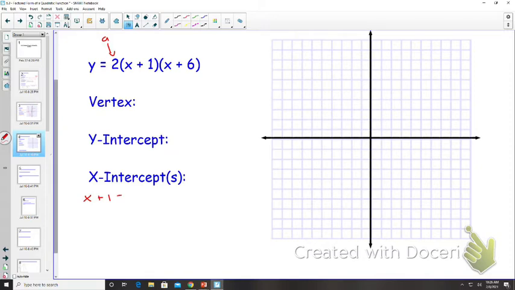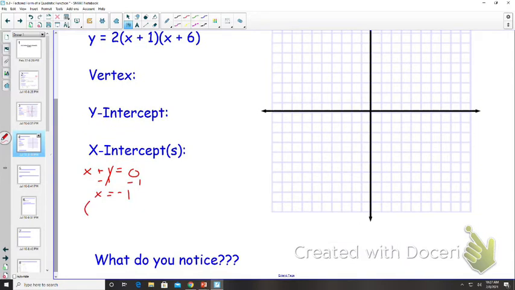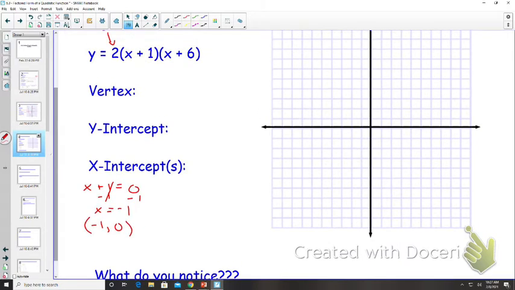So x plus 1 equals 0. How am I going to get my x by itself? Well, I'll subtract 1 from both sides. x equals negative 1. So we have a point, negative 1 and 0. And then I'll do that for the second one as well. So x plus 6 is equal to 0. Minus 6, x equals negative 6. And that's another ordered pair.